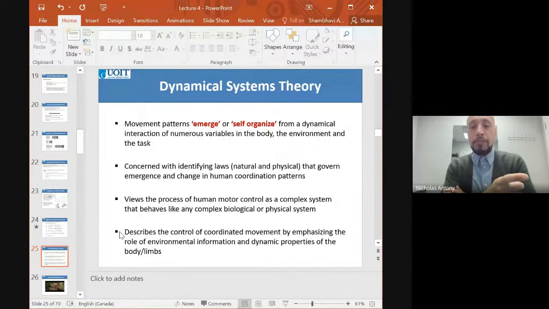Dynamical systems theory is the theory that you were introduced to in Megan Lloyd's class. The whole idea is that once you get a system moving, patterns emerge or self-organize. Basically, it reduces the amount of instructions that the body or the mind has to create to get motor skills. Karen said, what about fine motor skill from one hand to the other? Could you ask the question again?